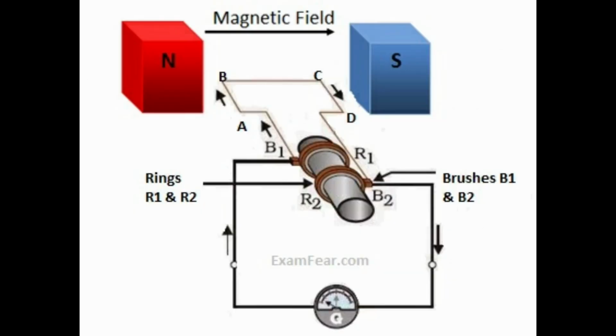Electric generator. An electric machine which converts mechanical energy into electrical energy is called a generator. Principle: whenever in a closed circuit or coil the magnetic field lines change, an induced current is produced. Construction: it consists of four parts: armature coil, field magnets, slip rings, and brushes or sliding contacts. For understanding its working, watch the next video.